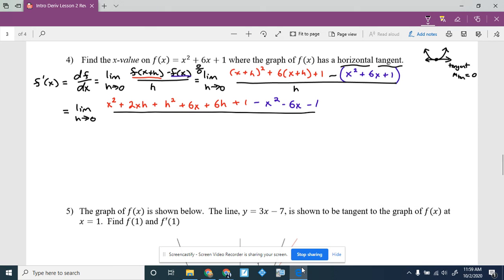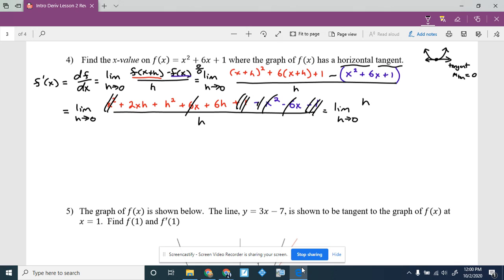So if we're doing it right, good stuff is going to happen. So what good stuff happens? Well, hopefully we can see the x squareds are going to sum to 0, and we cross those out. All right, what else sums to 0? Well, it looks like I have the 6x and the minus 6x. That's going to sum to 0. What else crosses out? Well, it looks like the plus 1 and the minus 1 is going to sum to 0. So that means every term that's left up top has an h.